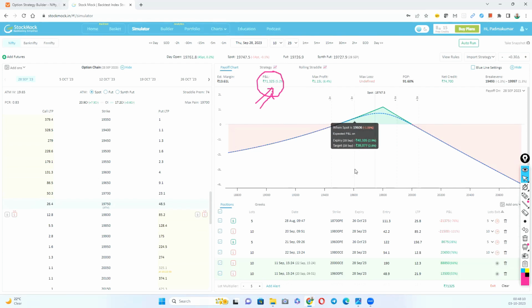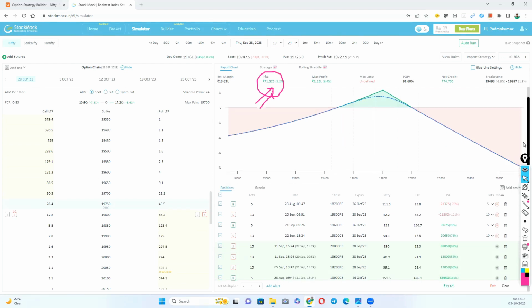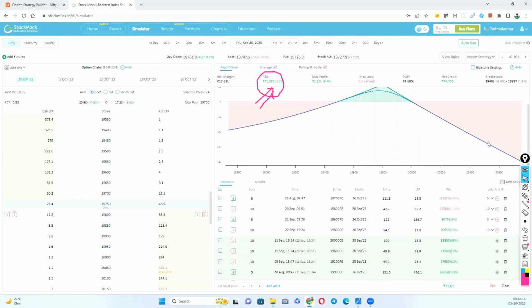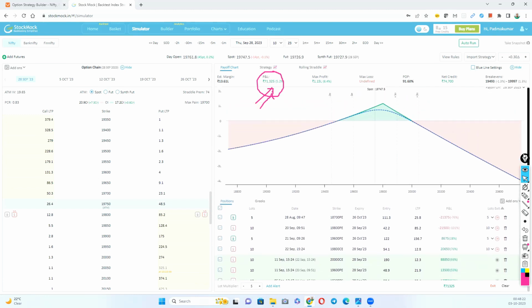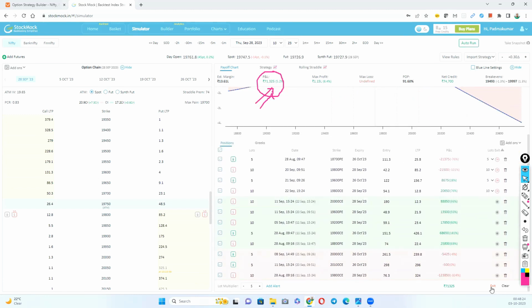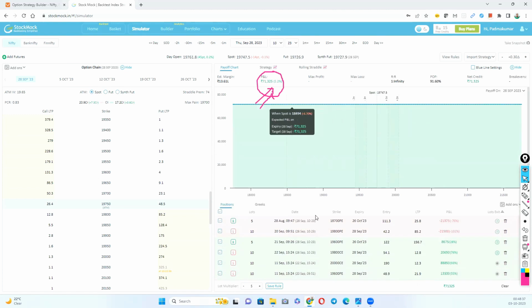Now let's close this trade. No more required to hold it, because this is a profit we need to exit. We'll close it. Yes, exit. That's all, guys.